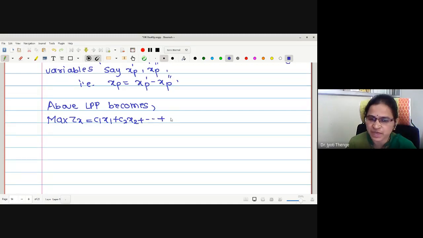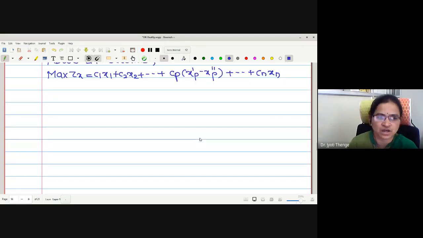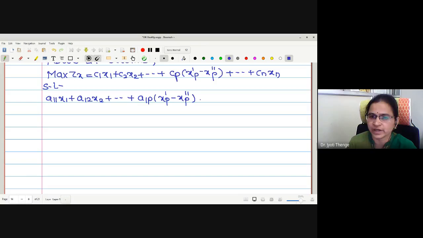Somewhere in between we have written c_p x_p dash minus x_p double dash till c_n x_n. Let us do the corresponding changes in the constants as well. Subject to a11 x1, a12 x2, somewhere in between we have written a1p (x_p dash minus x_p double dash), continue a1n x_n less than or equal to b1.